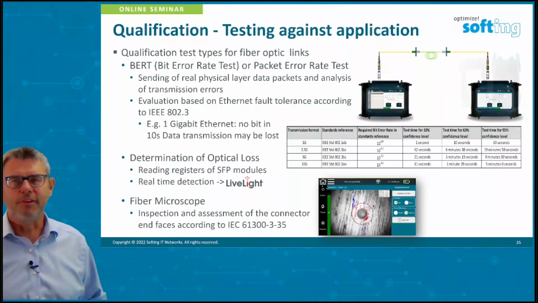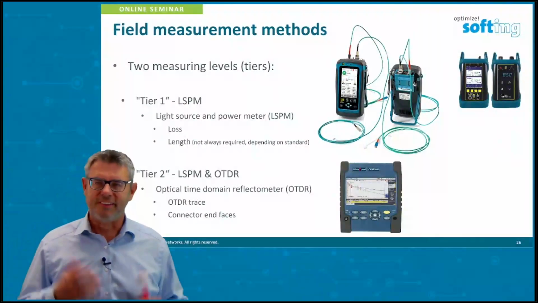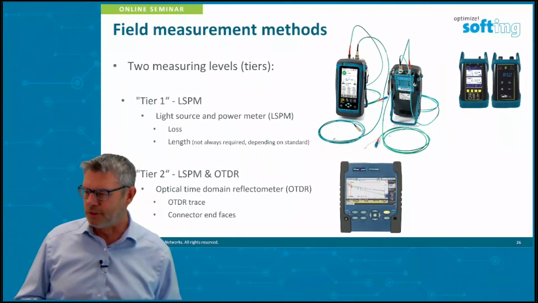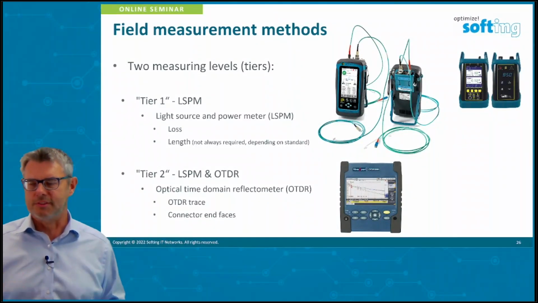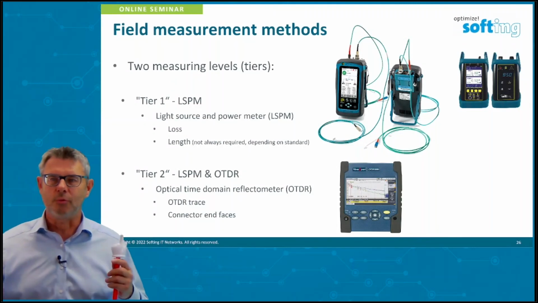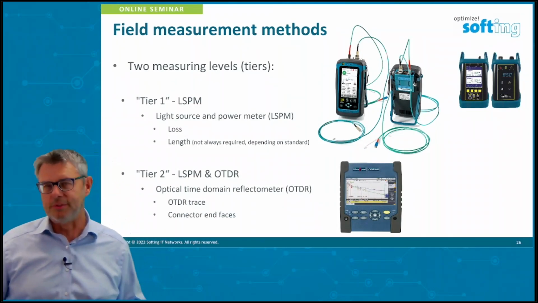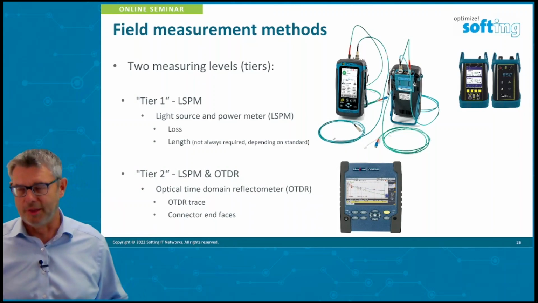So let's come now to the field measurement methods, to the acceptance test methods we have. So the first one, there is two different levels. The levels are called Tier 1 and Tier 2. And the first level is the light source power meter method.